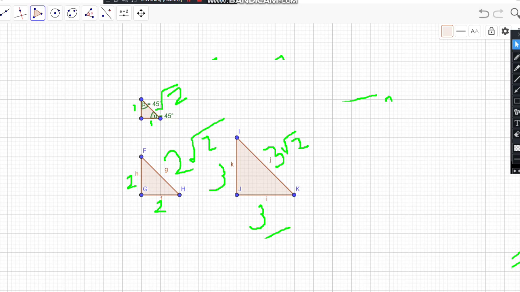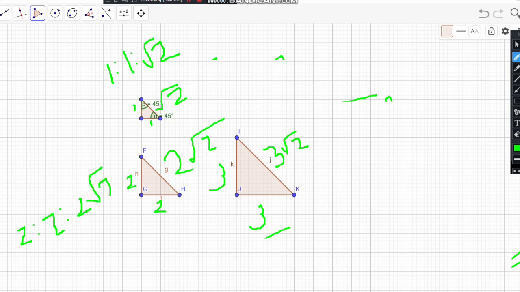Now I am going to find out the ratio between the sides of an isosceles right triangle. For the first one, what is the ratio of the sides? Here in the first triangle, the ratio is 1 is to 1 is to root 2. Then in the second triangle, what is the ratio? That is 2 is to 2 is to 2 root 2.